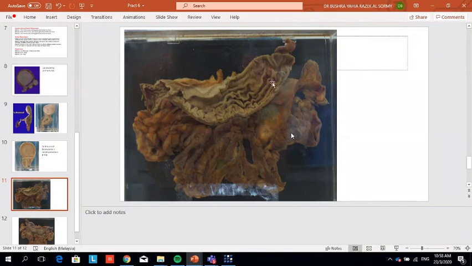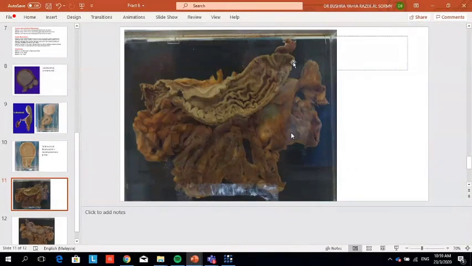Okay. So this is the stomach. Can you see? We call this the lesser curvature. And this one is the greater curvature of the stomach. So the tumor was in the lesser curvature. This is the omentum, or the peritoneal covering.